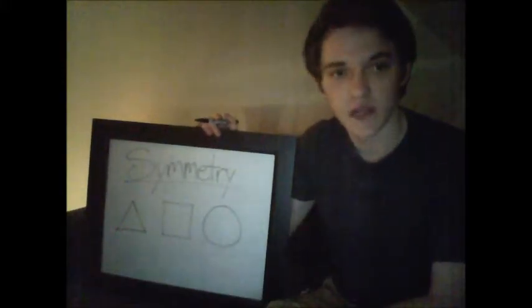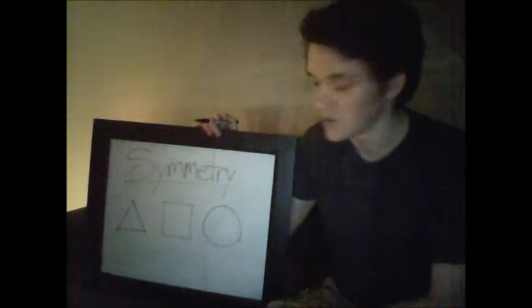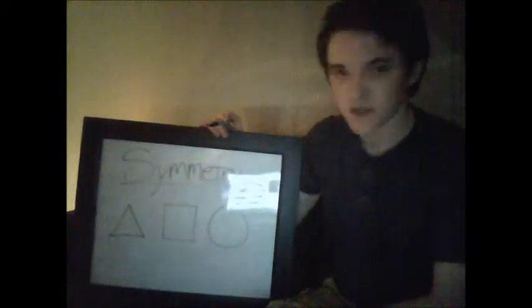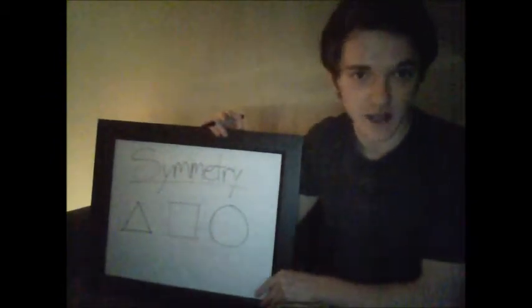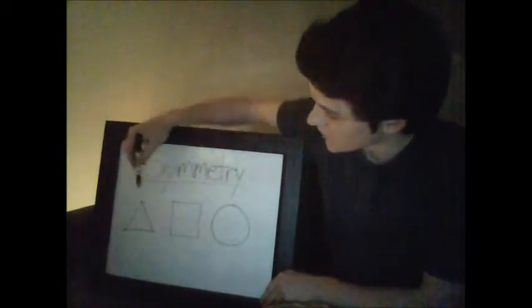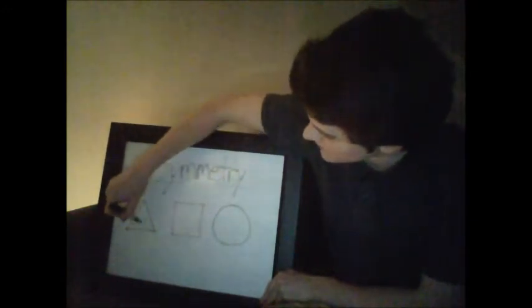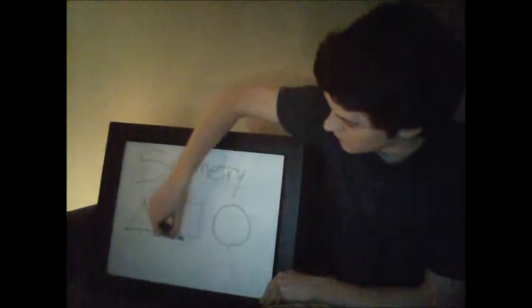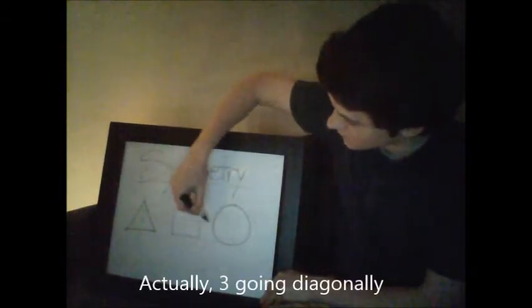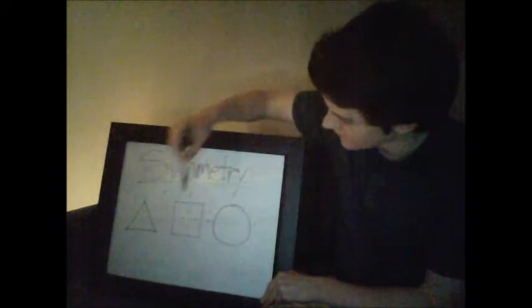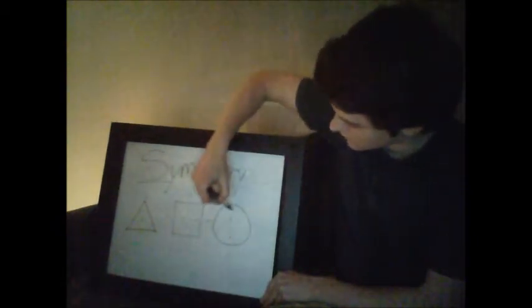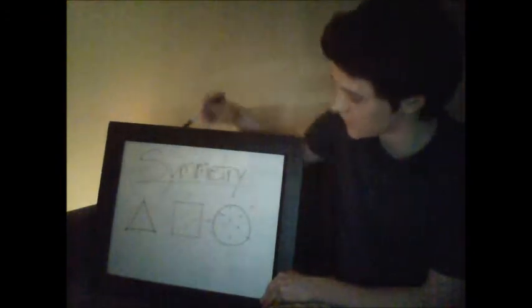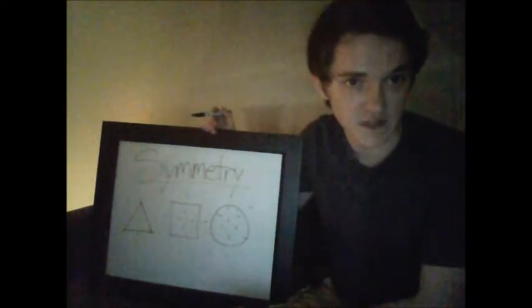Symmetry is being able to divide a shape into exactly equal parts. Now the way that we do this is using lines called lines of symmetry. With a triangle, we can draw one line of symmetry through it. With a square or a rectangle, we can make two, going either way like this. But with a circle, we can go an infinite amount of times in any direction and get as many lines of symmetry as you'd like.